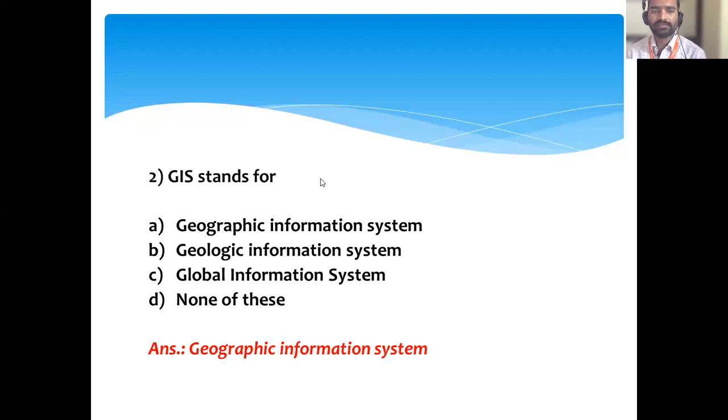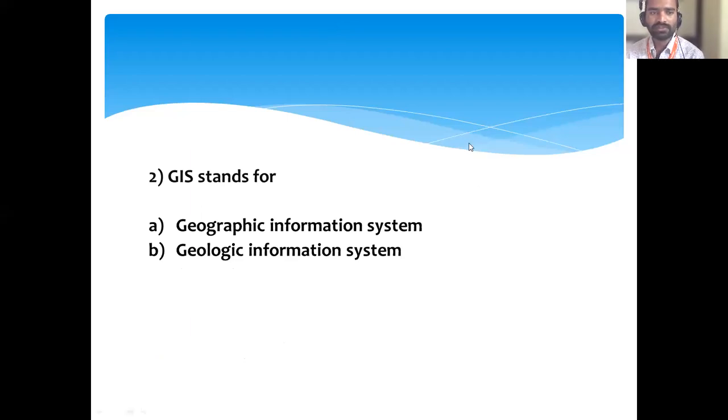What does GIS stand for? GIS is Geographic Information System, Geological Information System, Global Information System, or none of these. What is the answer? Yes, the answer is already there: Geographic Information System.